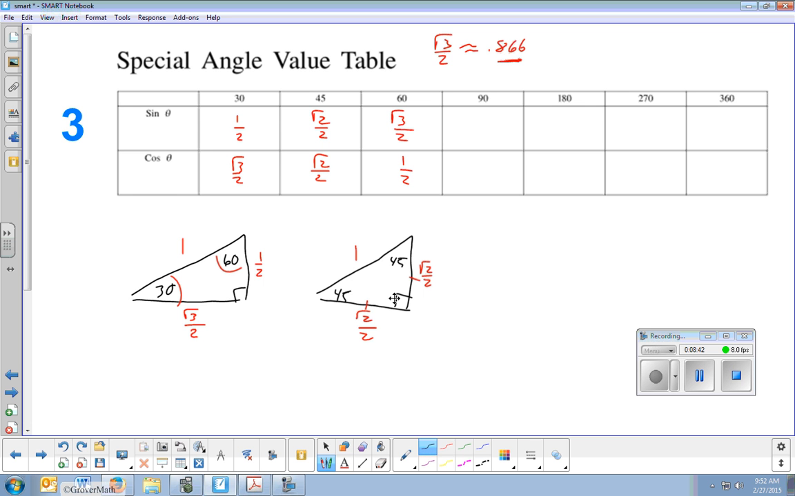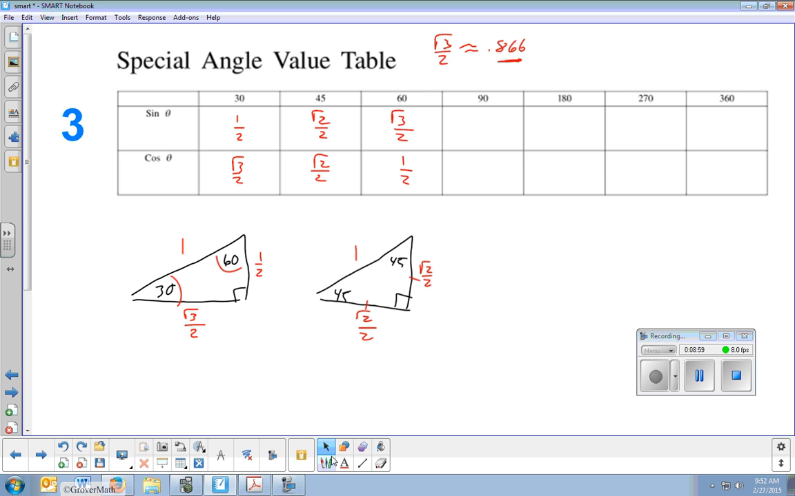I could go into a whole reason on why that's the case. Like if you made this x and did Pythagorean theorem, you'd have x squared plus x squared equals 1 squared. 2x squared equals 1, divide by 2, square root, rationalize. You're going to end up with rad 2 over 2. I'm going to save you a little bit of time and just tell you that.